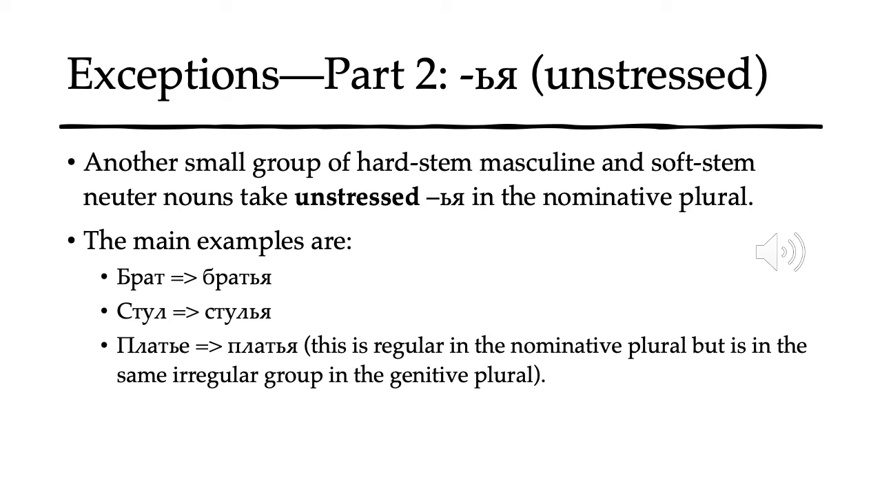And the most important nouns in this group are brat, brother, which becomes bratya in the nominative plural. B-R-A-T, soft sign ya. Stul, chair, becomes stulya. S-T-U-L, soft sign ya. And then plate, dress, becomes platya, P-L-A-T-soft sign-ya, which appears completely regular in the nominative plural. It is completely regular in the nominative plural, but this noun is in the same irregular group in the genitive plural. So just start thinking of it as part of this group already.